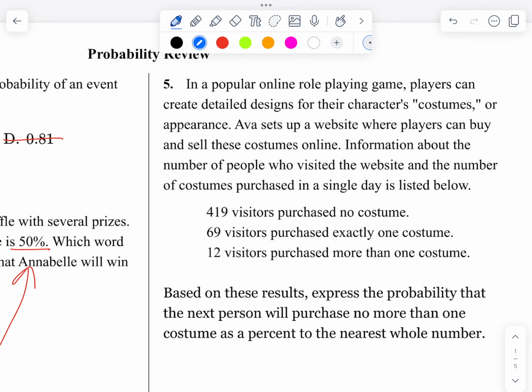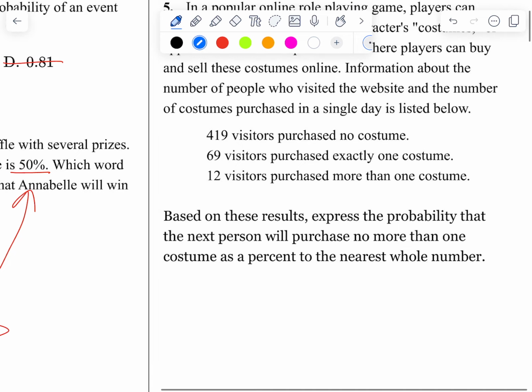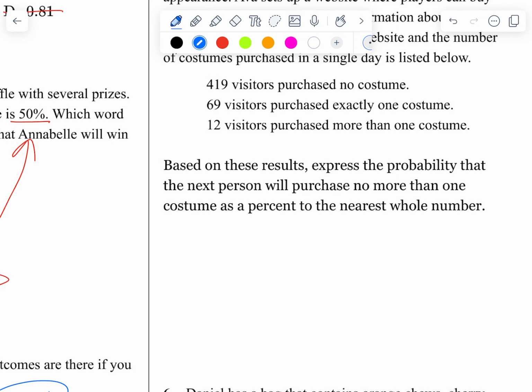In a popular online role-playing game, players can create detailed designs for their characters' costumes or appearance. Ava sets up a website where players can buy and sell these costumes online. Information about the number of people who visited the website and the number of costumes purchased in a single day is listed below. So 419 people bought no costumes, 69 bought exactly one, and 12 bought more than one. Based on these results, express the probability that the next person will purchase no more than one as a percent to the nearest whole number.